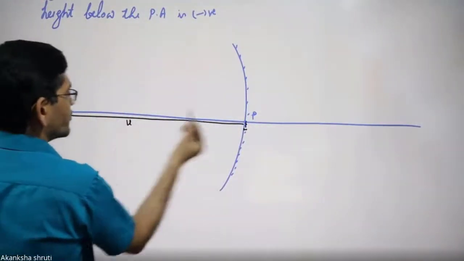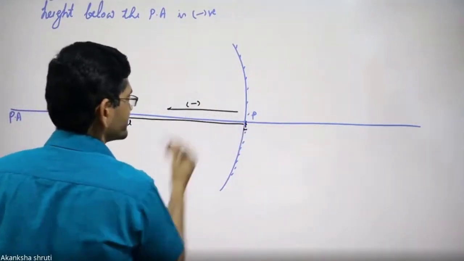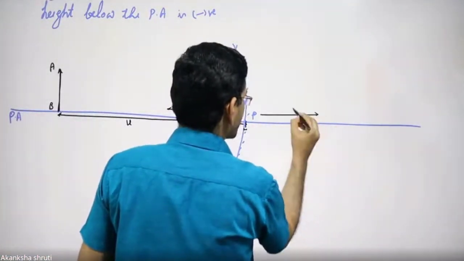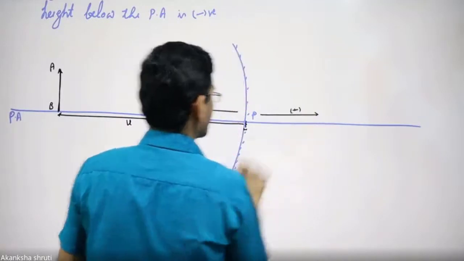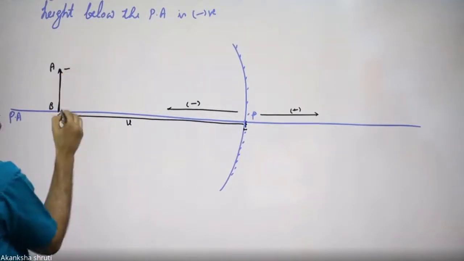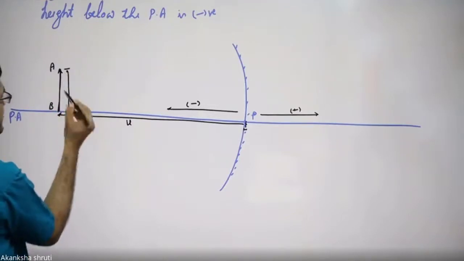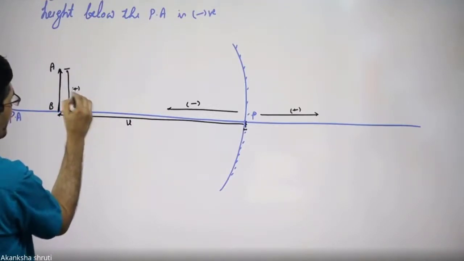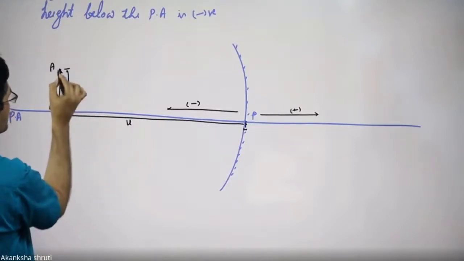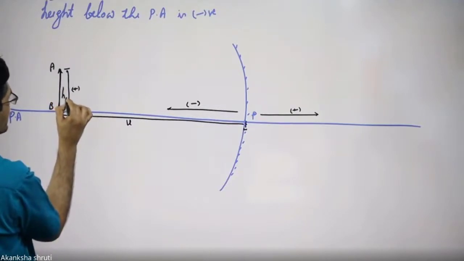So this u means the distance measured on this side should be negative. The same, if the distance is measured on this right hand side, it will be positive. Another one, the height of this object, it is in the upward direction. From here to here, it should be taken as positive. And this height from this principal axis to the uppermost point of the object is denoted by HO.